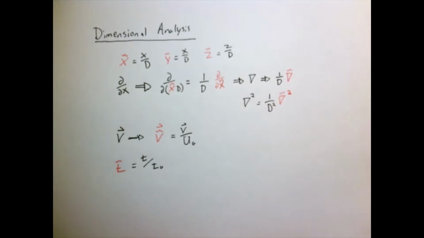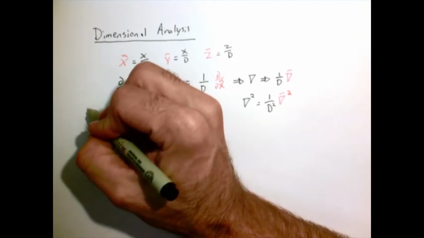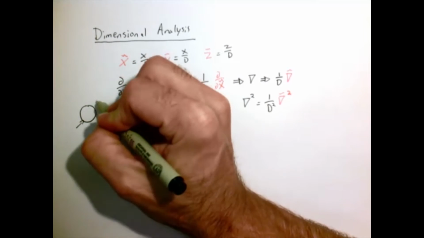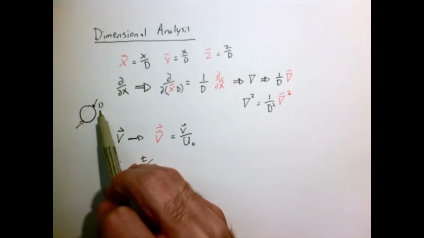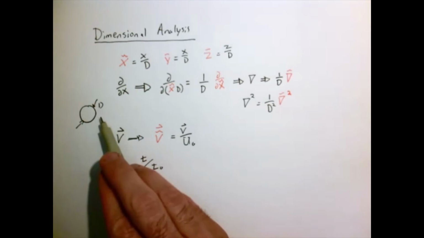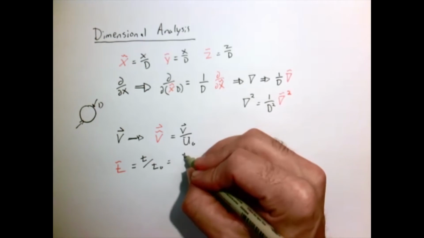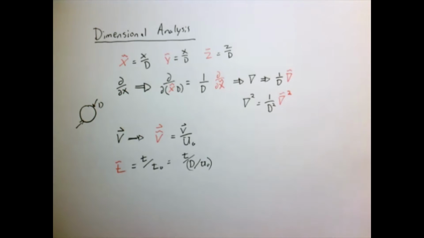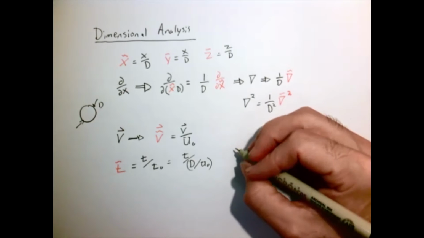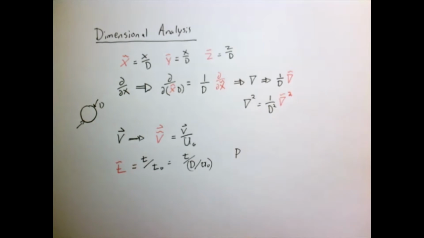has to be divided by some t naught, some time. Now it's not really clear exactly what we should use, but there's only kind of one time that naturally shows up in the problem, which is if we think about our sphere here with diameter d and a velocity u naught, the time it takes fluid to traverse around this sphere is on the order of d divided by u naught. So the distance divided by the speed gives us the time it takes to traverse, so that's as good as anything. We also have pressure showing up in our equations.